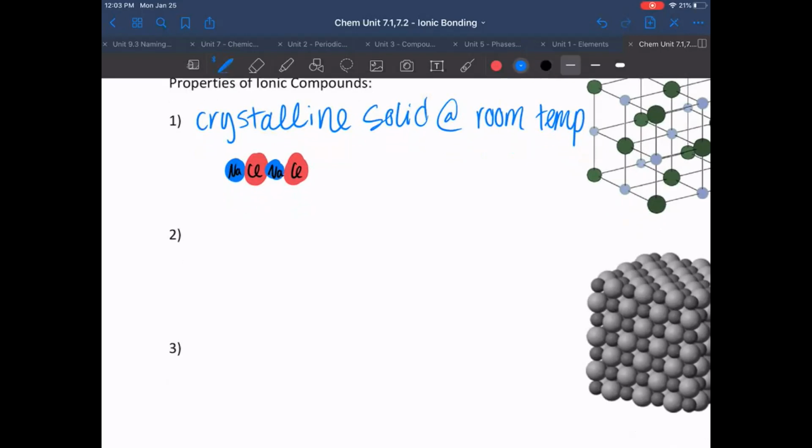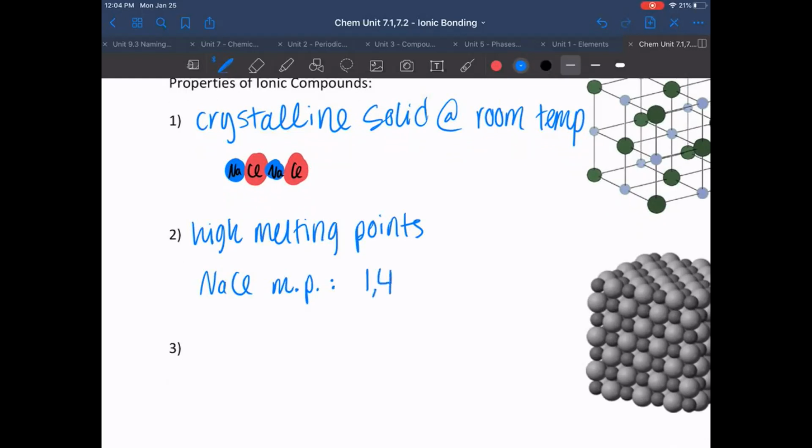So, number 2, they have high melting points. For example, we've been talking a lot about sodium chloride. Anyone want to take a guess at its melting point? It's okay if you guess in Fahrenheit. I'll say 89 Celsius. 1,474 degrees Fahrenheit salt melts at. Isn't that crazy?